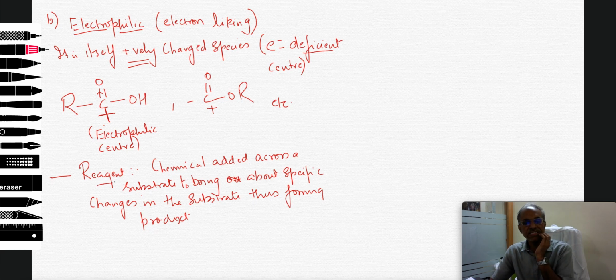So what is a reagent? A reagent is a chemical added across a substrate to bring about a specific change in the substrate, thus forming products. Now, reagents are also mainly of two types. First is nucleophile.